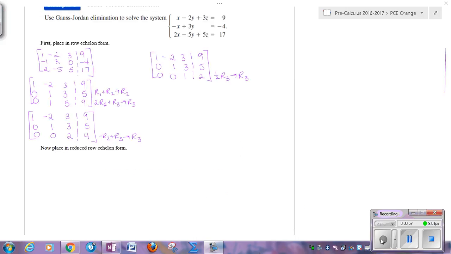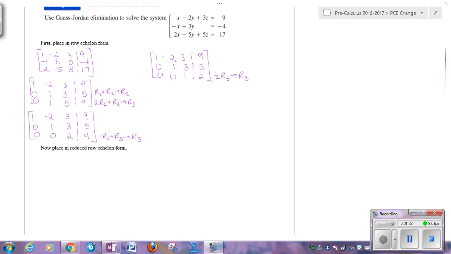So at this point, you should have a matrix that is in row echelon form. Each one of my leading coefficients is 1. Now, if I was just doing Gaussian elimination, at this point I could say that z is equal to 2, and I could back substitute. However, we are now going to start to use Gauss-Jordan elimination. The purpose of using Gauss-Jordan elimination is that you don't do the back substitution.